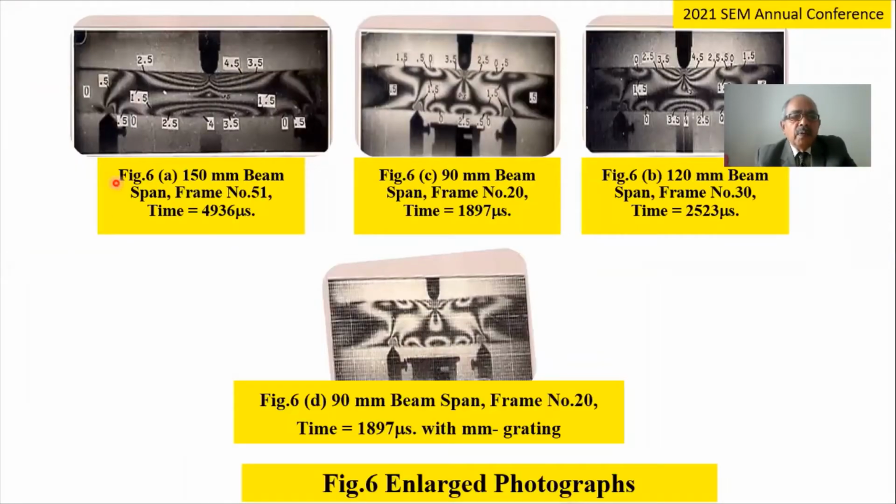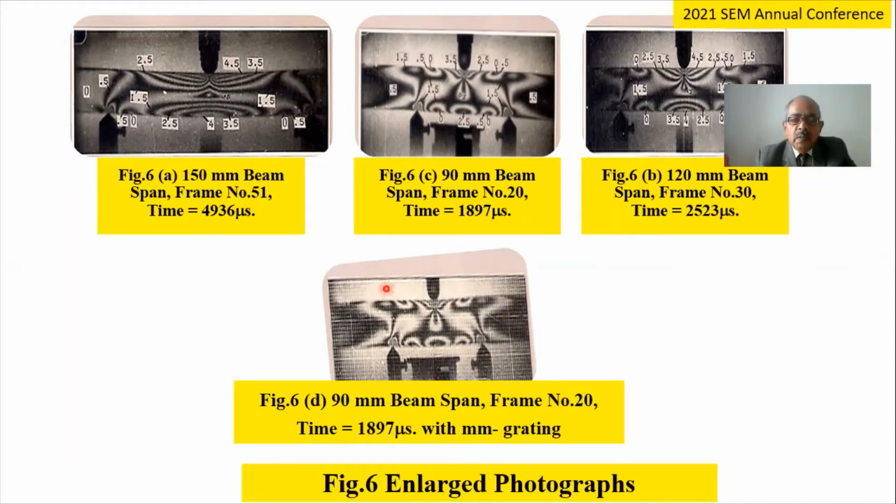Enlarged photographs for the three cases are also shown, at different times. It is a 4936 microsecond situation. In the C case, 90 millimeter, it is 1897 microseconds, and for 120 millimeter, the selected frame is 2523 microseconds.